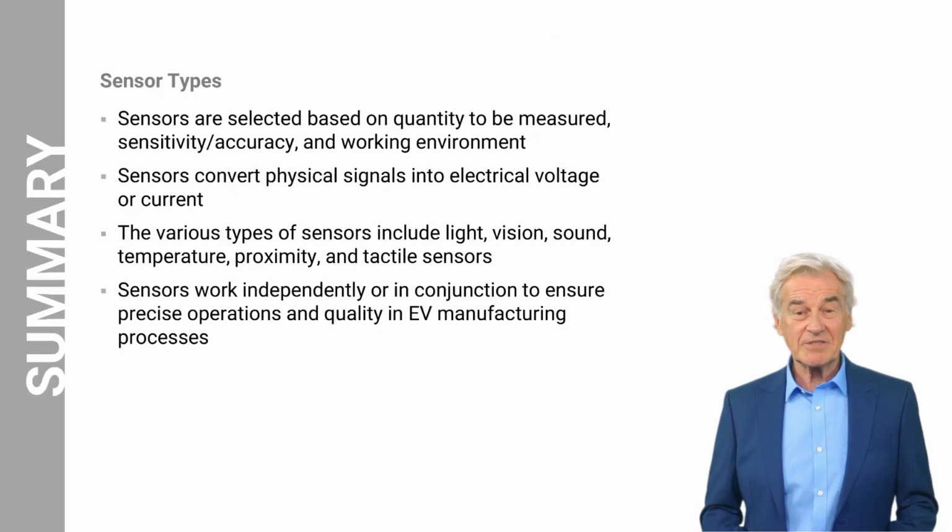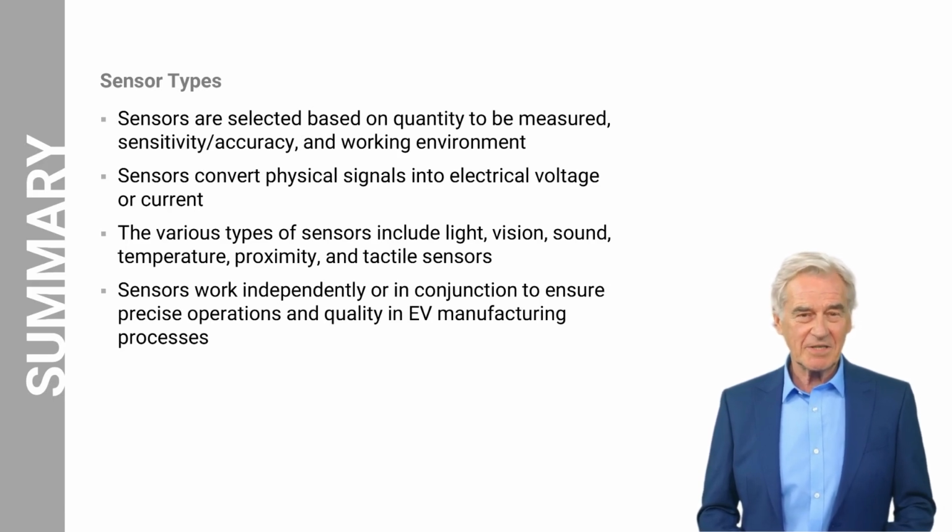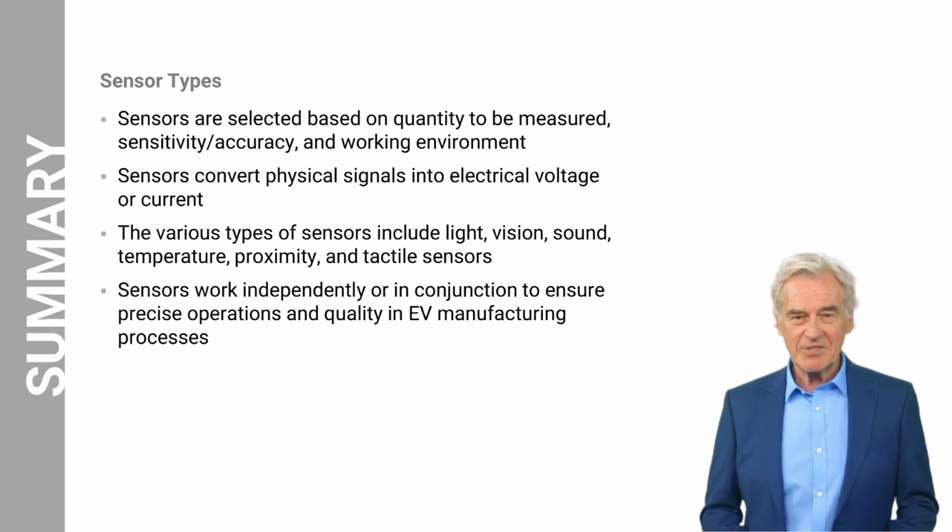In summary, the selection of sensors in robotics is driven by three key factors: the specific quantity that needs to be measured, the required sensitivity and accuracy of measurements, and the conditions of the working environment. These sensors function by converting physical signals into electrical voltage or current that can be processed by control systems.